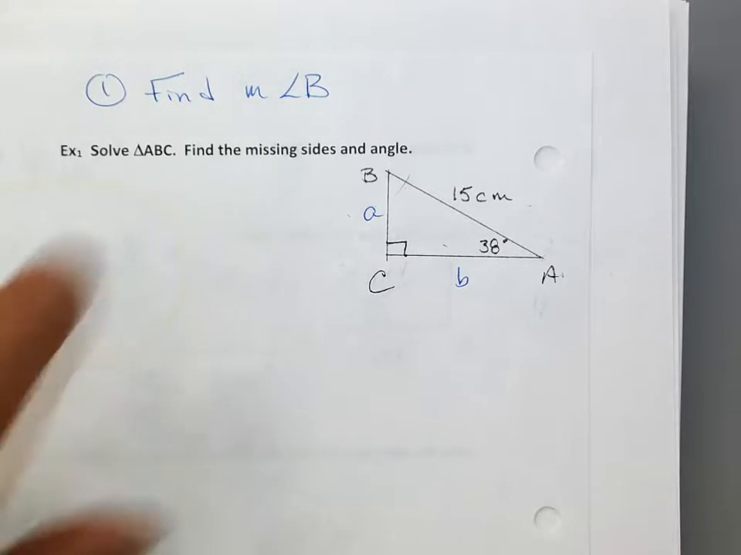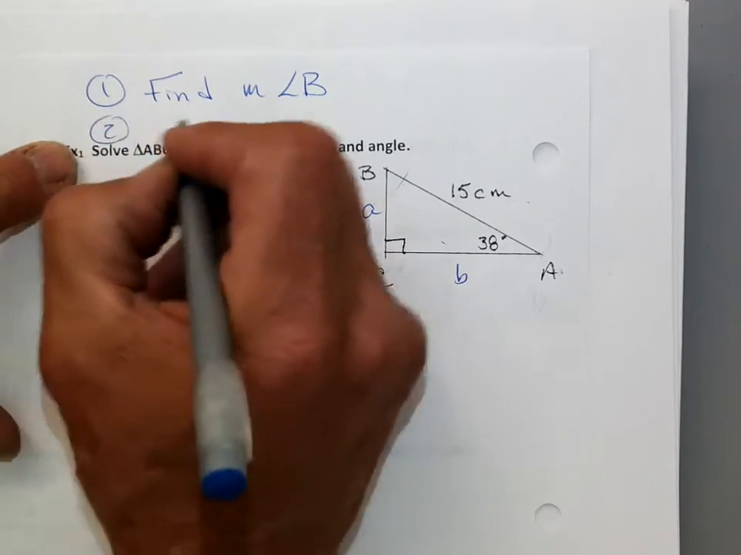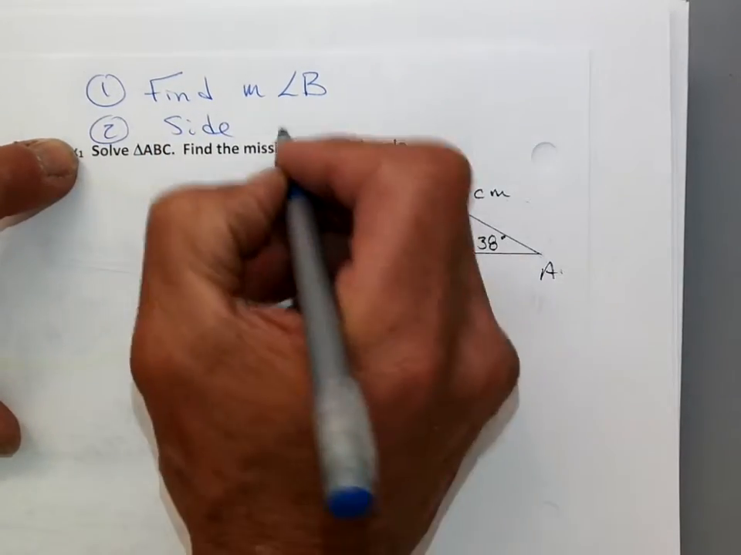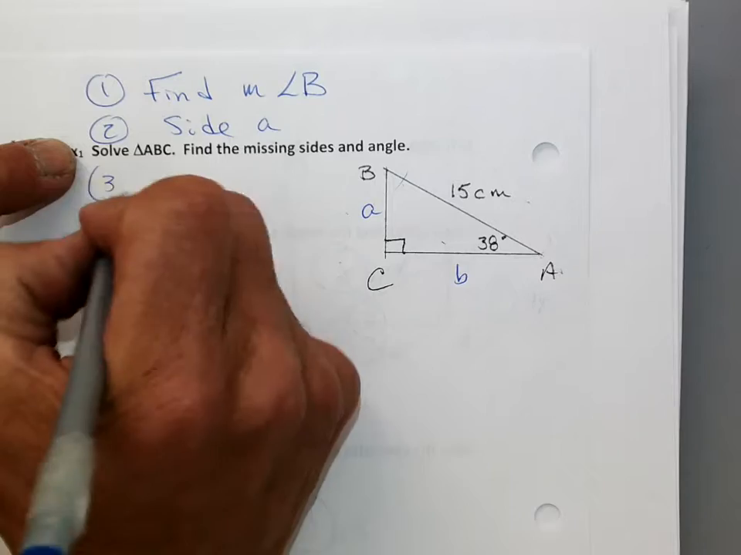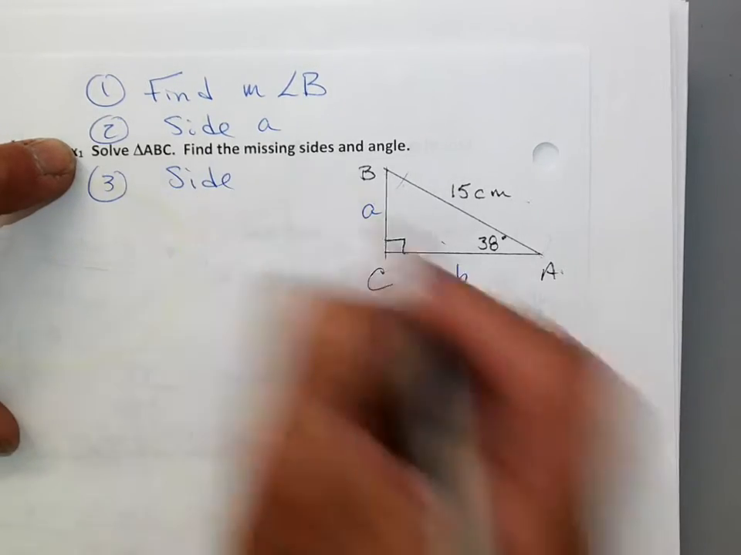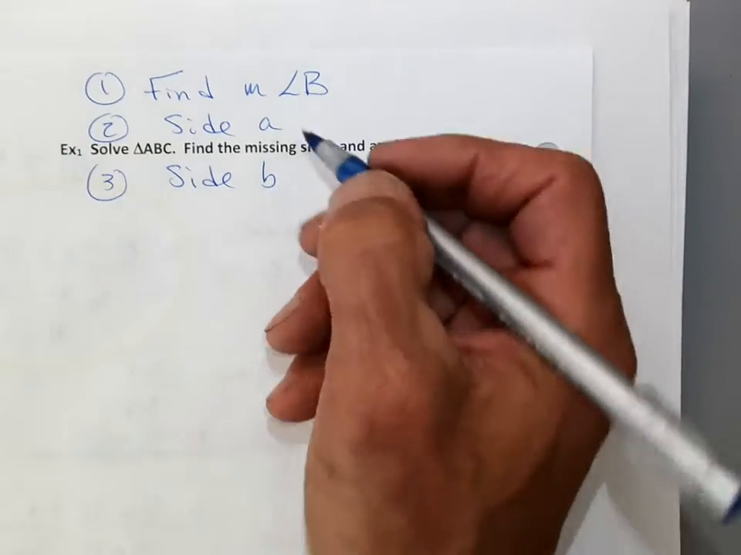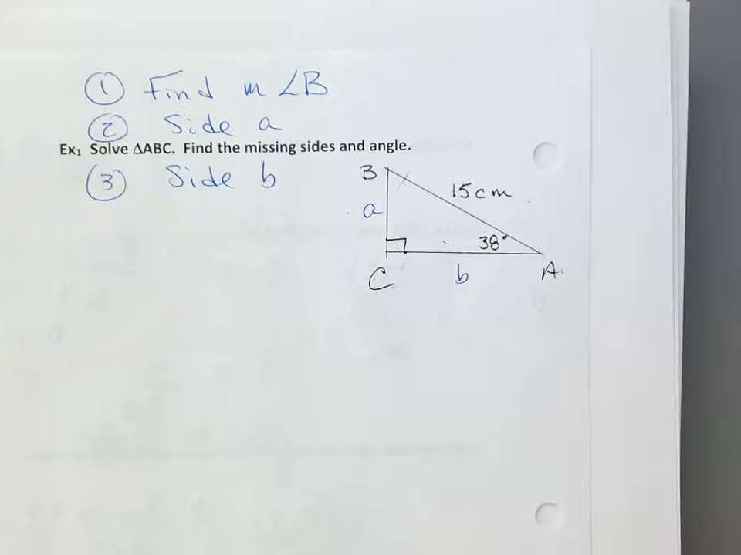So 1, I've got to find angle B. 2, I've got to find side little a. And 3, the third thing I have to do is find side little b. So there's three things to do. Now the first one's easy. Angle B is easy. 180 degrees in a triangle, right?